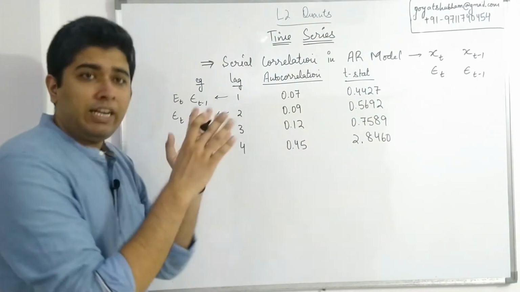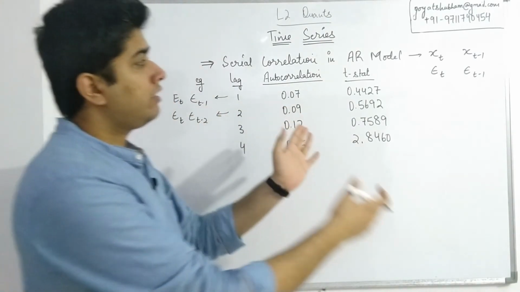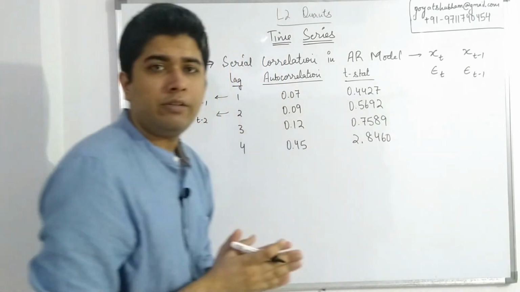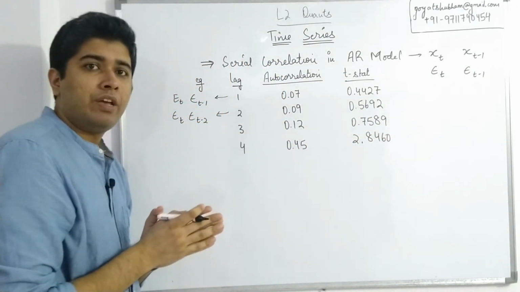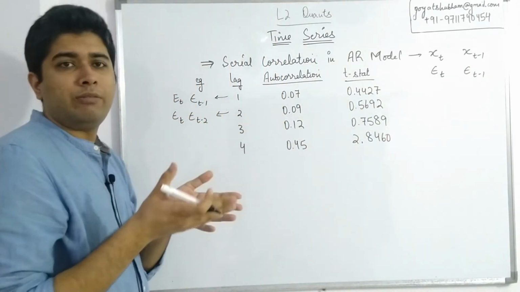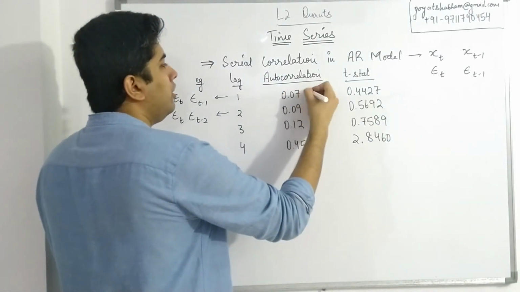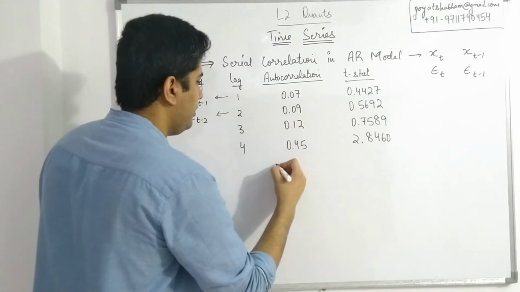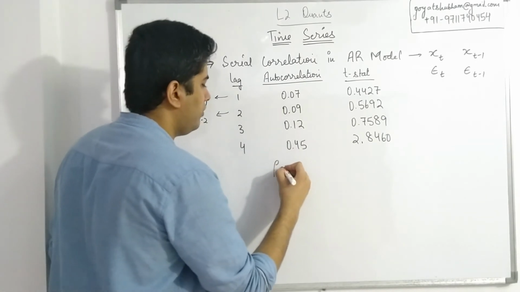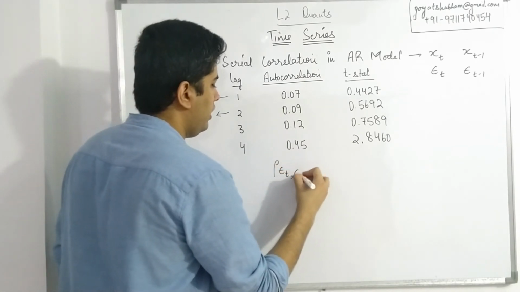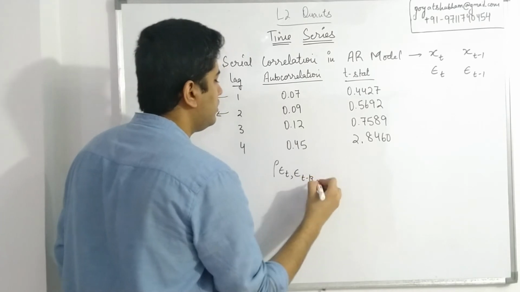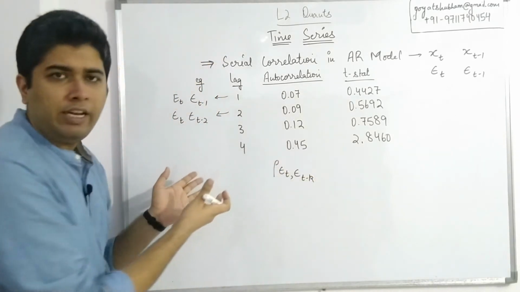Now, just like we had in the Excel file, once we created the different error terms, this error series, we simply calculated the correlation between the two. That correlation is my autocorrelation. So autocorrelation is simply the correlation of error t and error t minus k, where k is basically the lag.